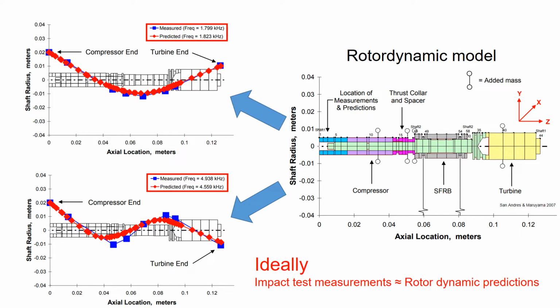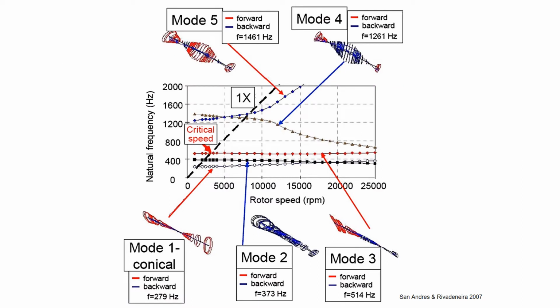It is important to make sure that the prediction represents the measured value well. If there is a large discrepancy between the impact test measurements and the rotor dynamic prediction, you need to adjust your rotor dynamic model. Eventually, the end goal is to predict the critical speed so that you design your machine better to overcome any vibration issues.